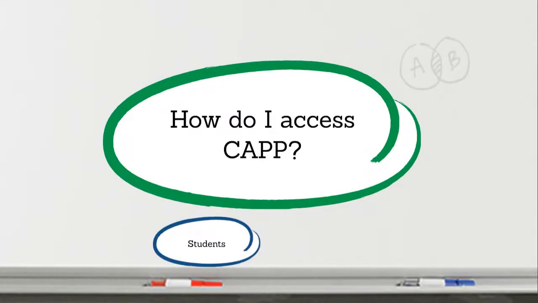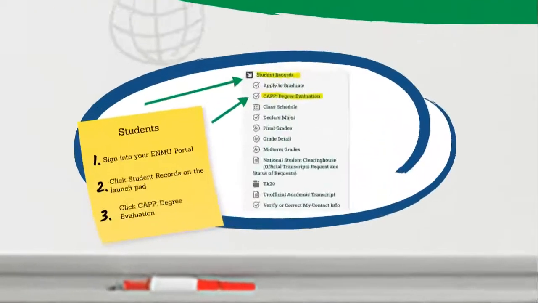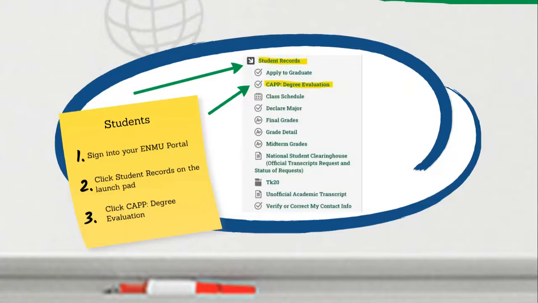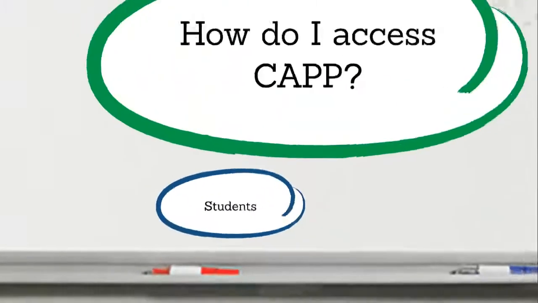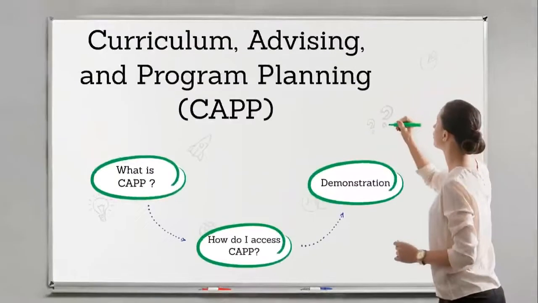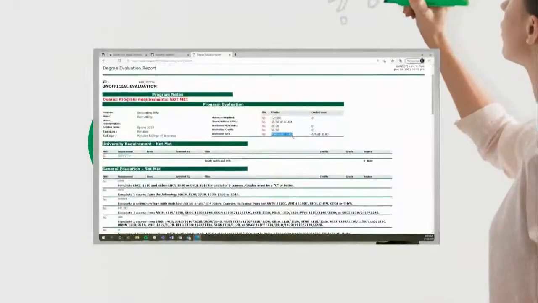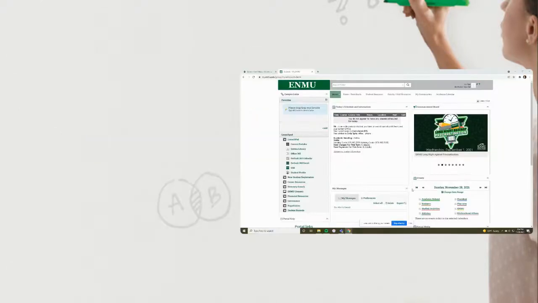How do students access their CAPP? Students sign into their ENMU portal, click Student Records, and click CAPP Degree Evaluation. We will now have a demonstration on how to access CAPP.